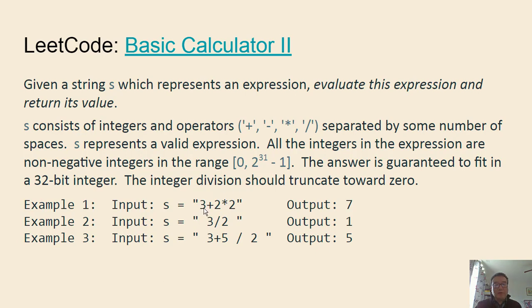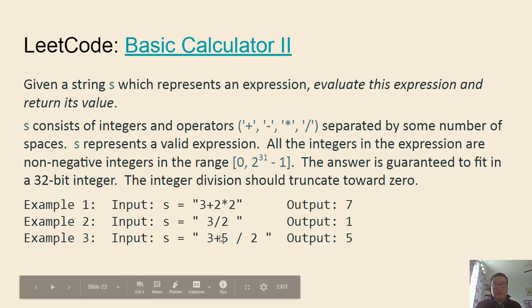So for example, if we get 3 plus 2 times 2, the output should be 7. And if we get 3 divided by 2, the output should be 1. And if we get 3 plus 5, white space, division, white space 2, we should do the 5 divided by 2 first. We get 2, 2 plus 3, that's 5. So that's what we need to do.